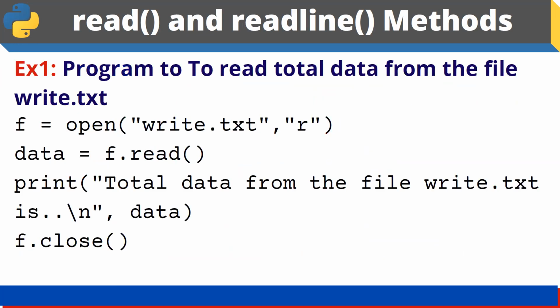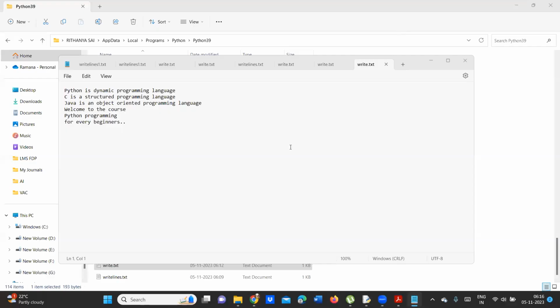Now, this is the example program, to read total data from the file write.txt. Here we are performing only a read operation, so we have used the read mode. Now we will see some examples. See here, the write.txt file has the following 6 lines of data.